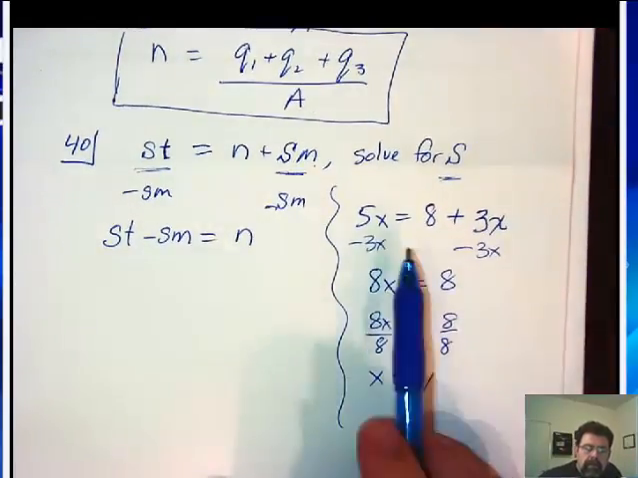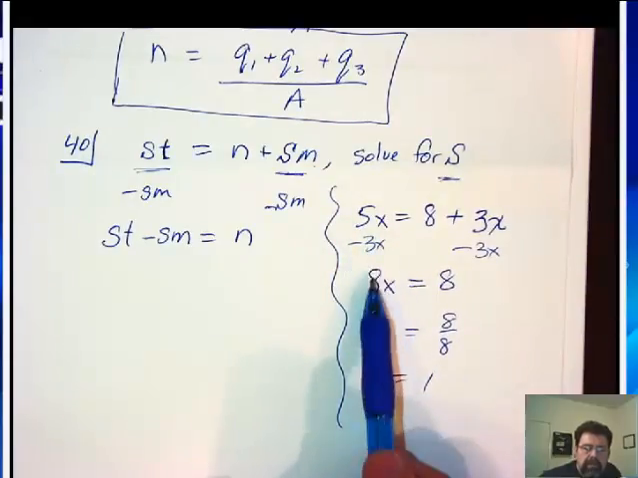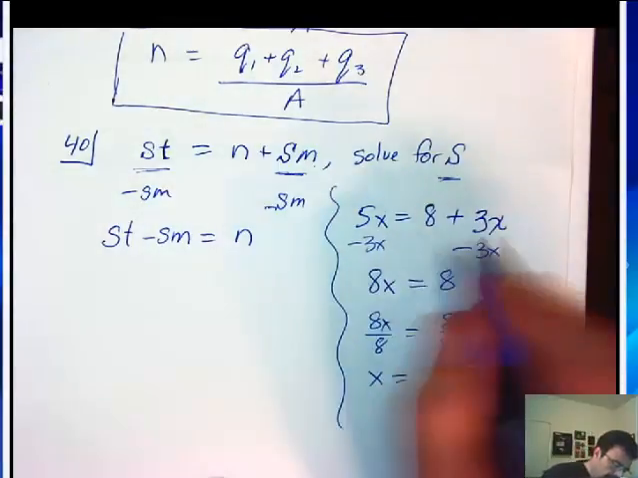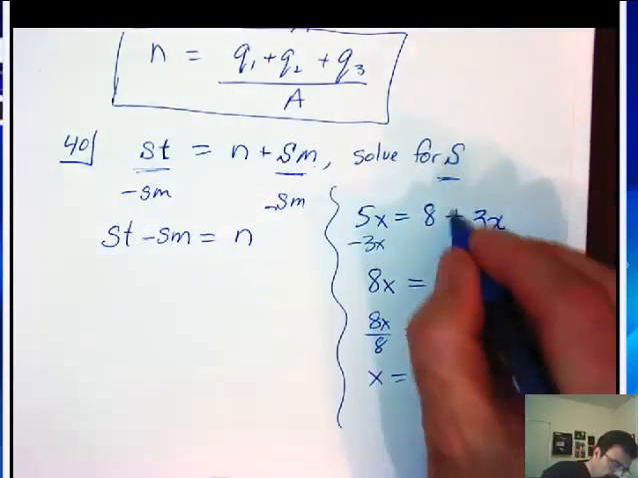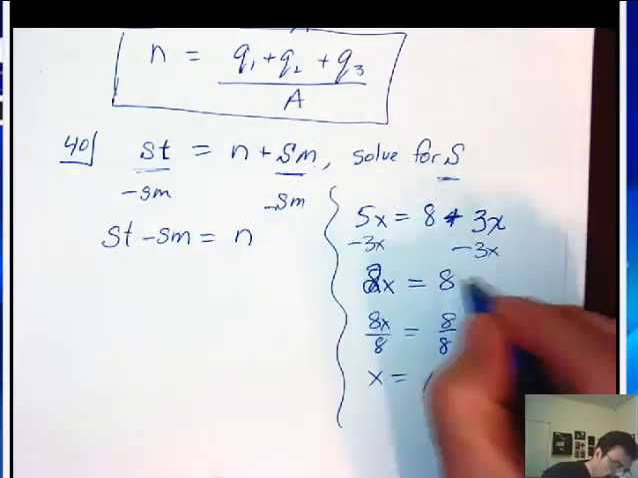Now, notice when we did 5x minus 3x, since these were numbers, we did the 5. Oh, I guess I can't. This should have been 2x.